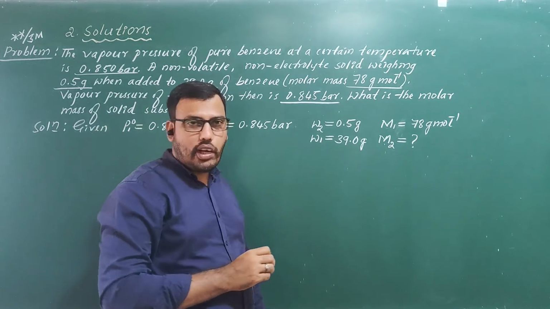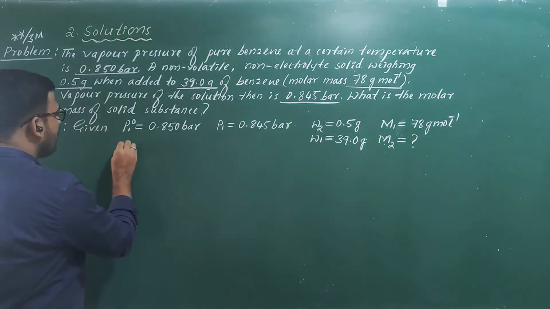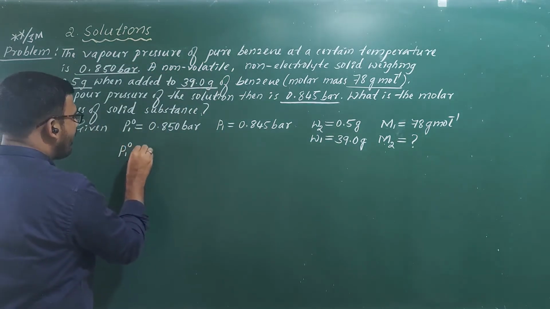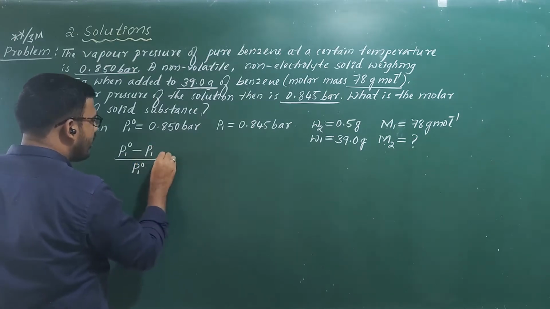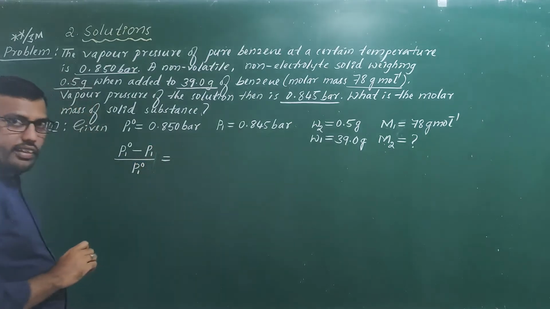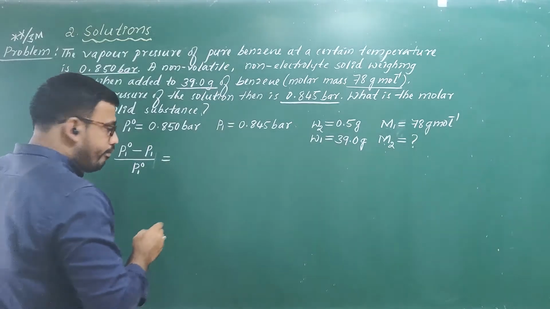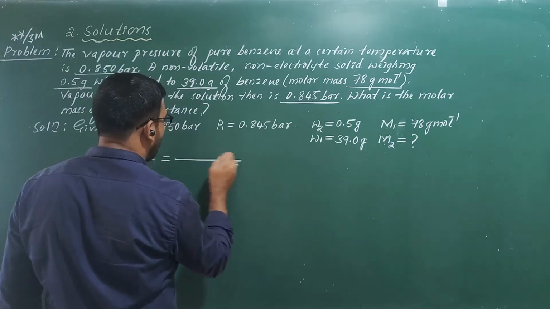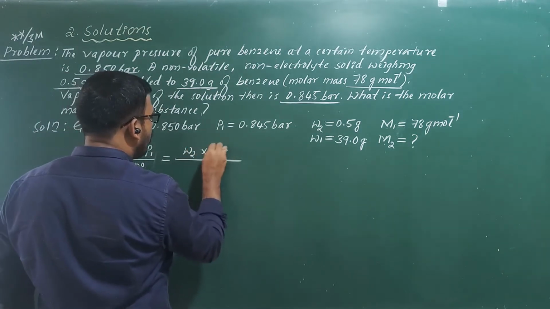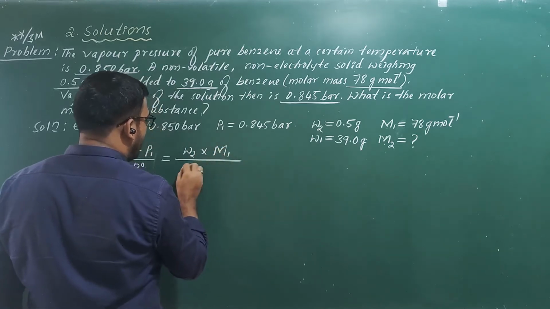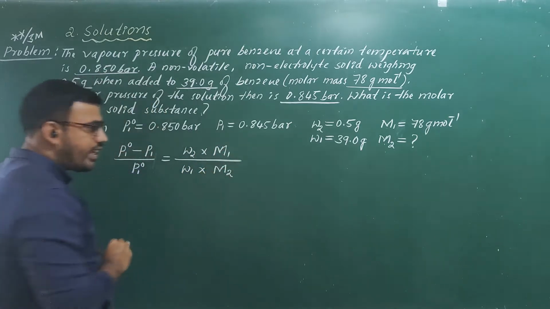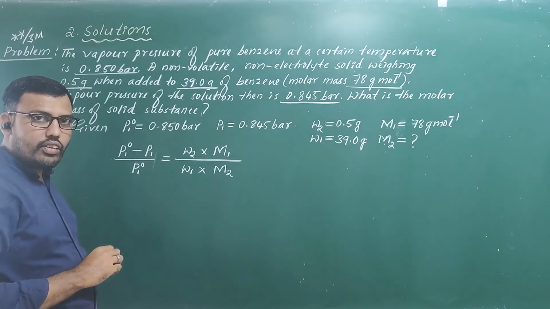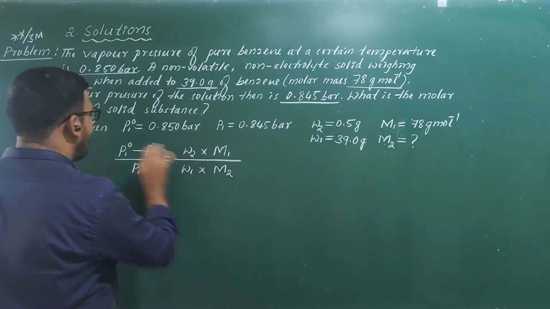So coming to the formula. The formula is (P1 naught minus P1) divided by P1 naught is equal to W2 M1 divided by W1 into M2. So this is the formula. Now you can rearrange it to get the value for M2.